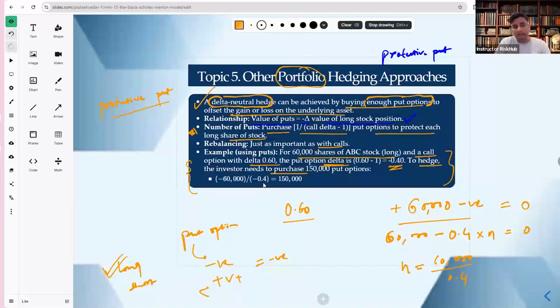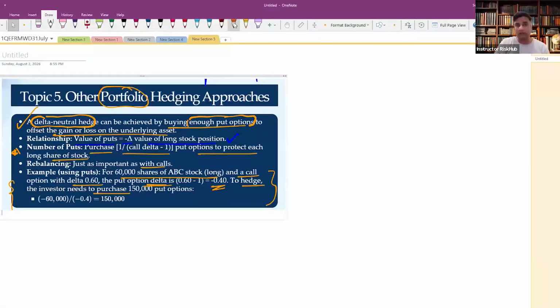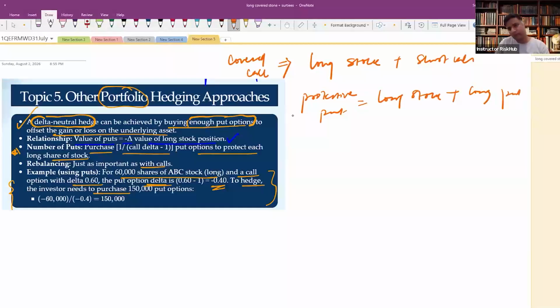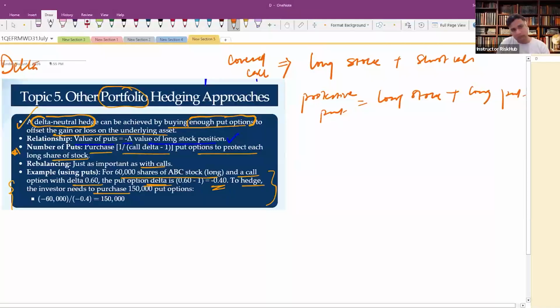See, the approach is very simple, guys. Don't make it too difficult. First of all, there are only two strategies discussed in this chapter. One is your covered call. Covered call was long stock plus short call. The other is protective put. Protective put was long stock and long put. So there are only two strategies discussed. First of all, that makes it very, very easy. Now, if somebody asks me, sir, what is the delta neutral approach? Please understand, if I say delta neutral, the simple idea is I have to make delta zero.